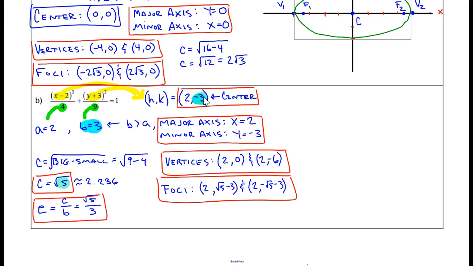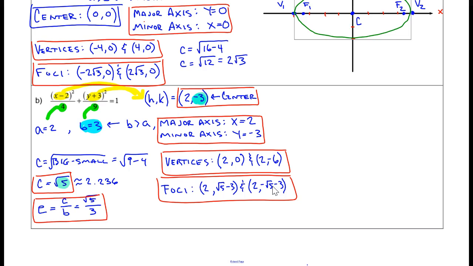The other things that hopefully you picked up on, watching how I highlighted different numbers here: the vertices are an adjustment from the center, and the adjustment is up and down by 3 units. So the y coordinate changed by +3 units to get (2, 0), and then -3 units to get (2, -6). Same with the foci. We adjusted the y coordinate of the center by adding root 5 to negative 3 and then subtracting root 5 from negative 3 to get those strange looking numbers for the location of the foci.